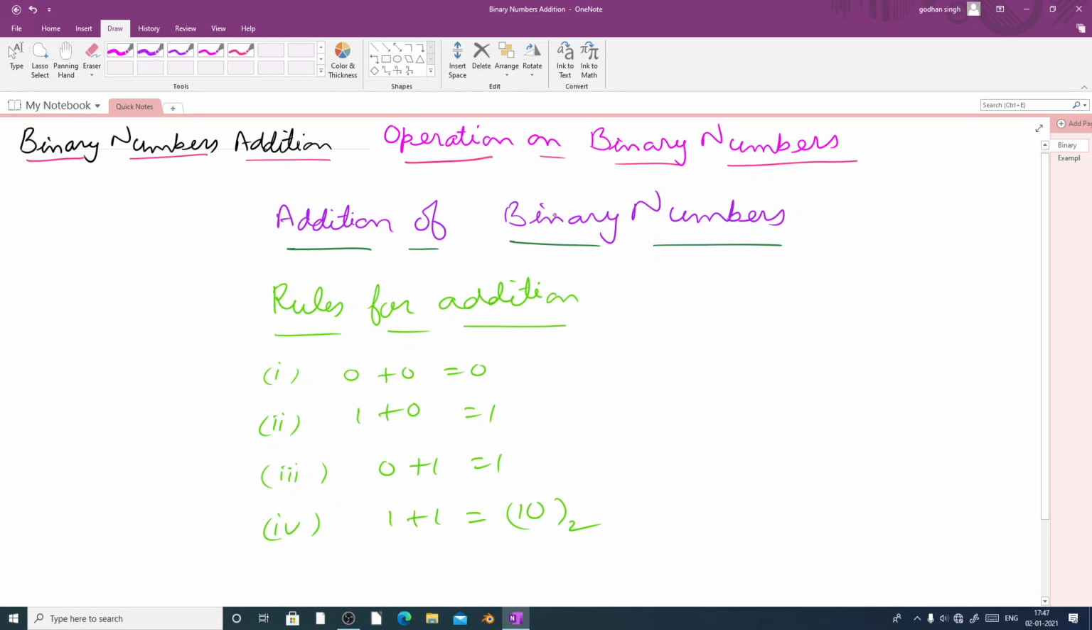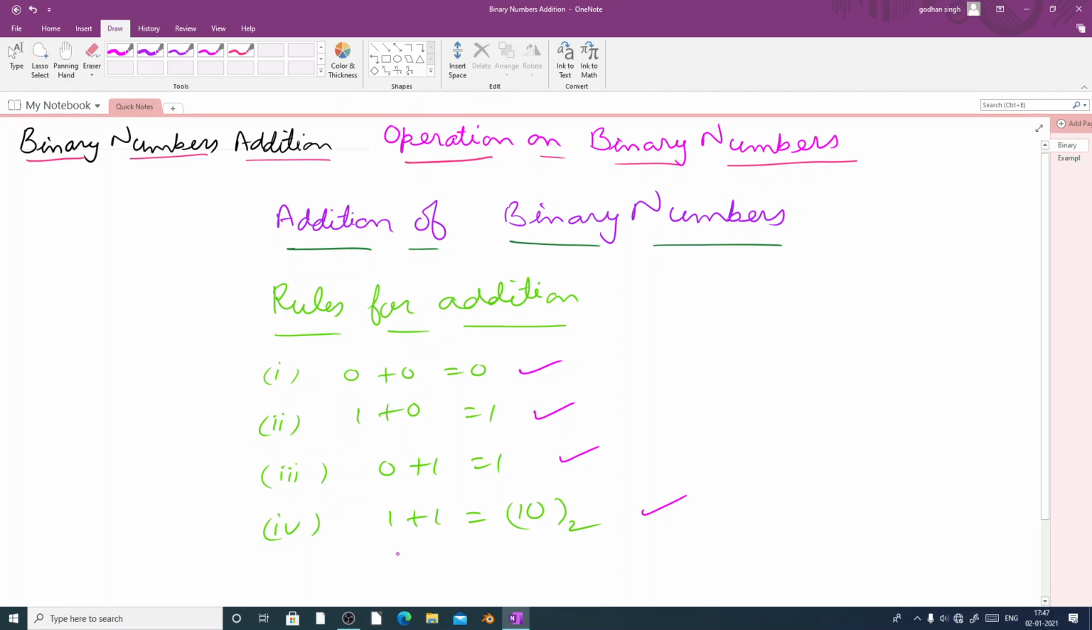Operation on binary numbers: addition of binary numbers. In this we have to first learn some rules for addition of binary numbers, then only we can operate addition of binary numbers. So the first rule is 0 plus 0 equal to 0. Second one, 1 plus 0 is equal to 1. Third one, 0 plus 1 equal to 1. And fourth one, 1 plus 1 is equal to 10.